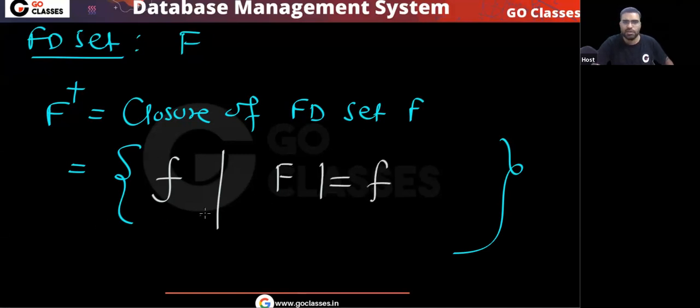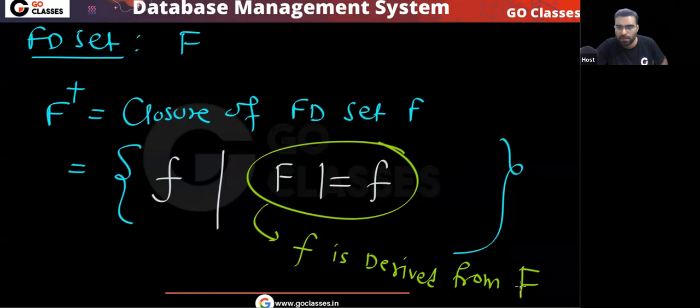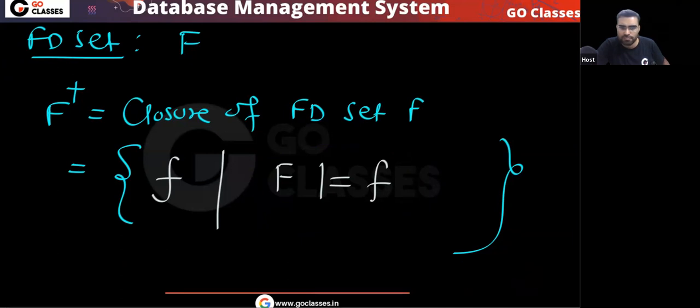Is this clear? Did you understand this notation? What does this mean? This means F is inferred from F. Very simple, right? So remember, what is closure of FD set? If you have FD set F, then the closure will be the set of those FDs which you can derive from F. Very simple point.